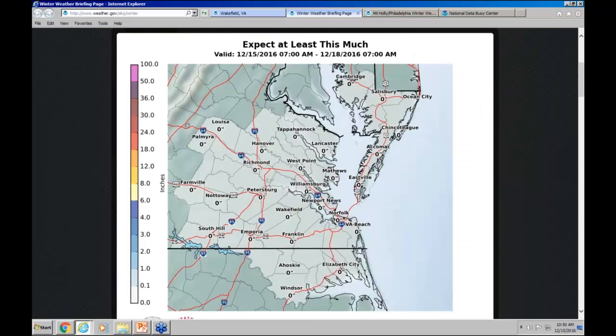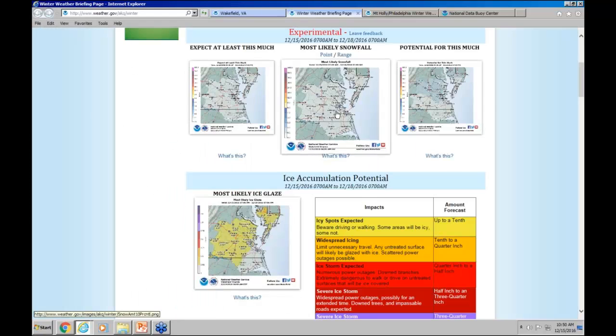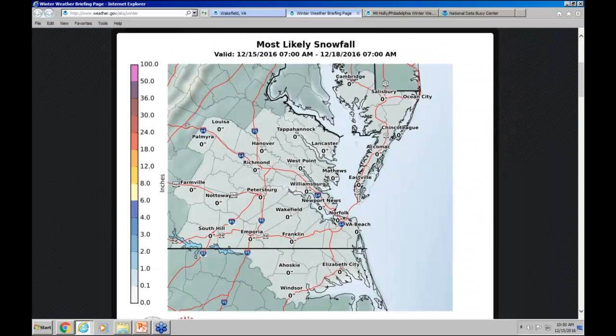So when we click on expect this much right now, you really see no snow for expect at least this much. That's your 10%. So that's the amount you're going to get at least. So for right now, we expect nothing. What's the exact forecast? The bigger graphic here in the middle is the most likely. Of course, we're not really forecasting any snowfall.